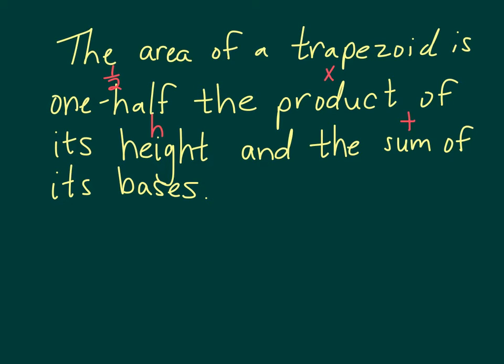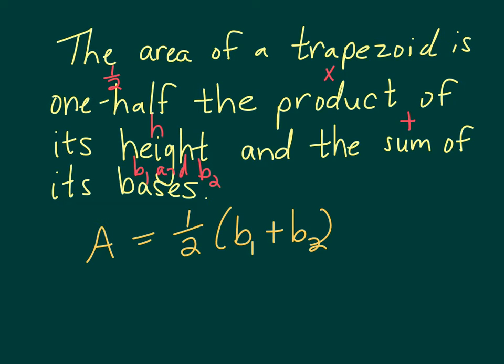And because a trapezoid has two bases that are different lengths, we usually use B to represent base, but then we put a little subscript number down at the bottom, so we would call it base 1 and then base 2. And what that formula ends up looking like is area of a trapezoid is equal to 1/2 times its bases, base 1 plus base 2, because we did say sum of those bases, and then times the height, which there will only be one height on that trapezoid.